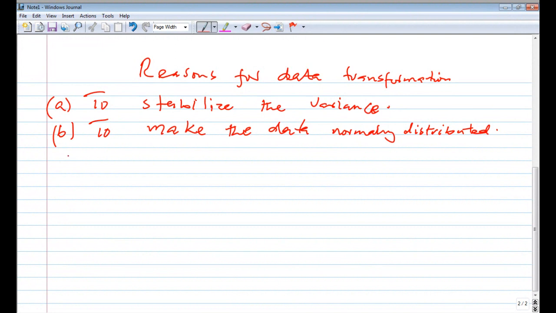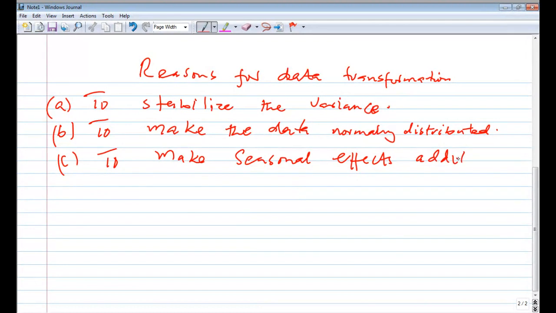That's number two. Number three is to make seasonal effects additive. You can find the whole information on page 20. So those are the three main reasons for data transformation.